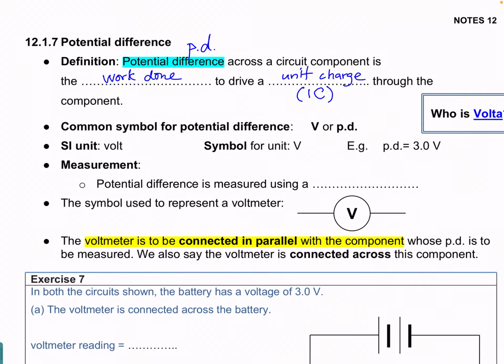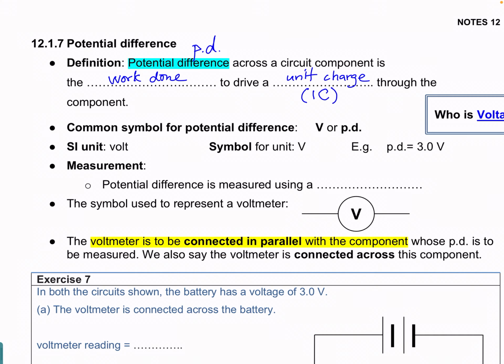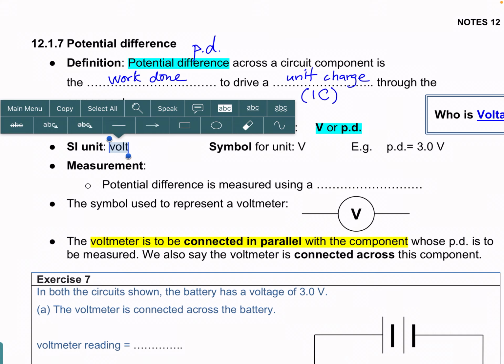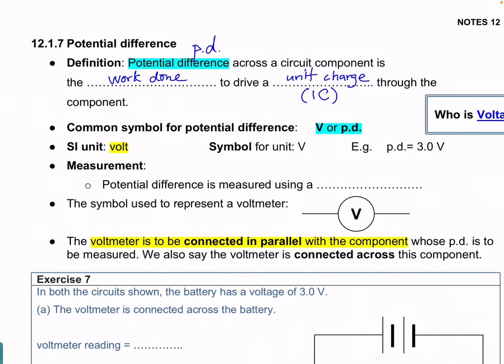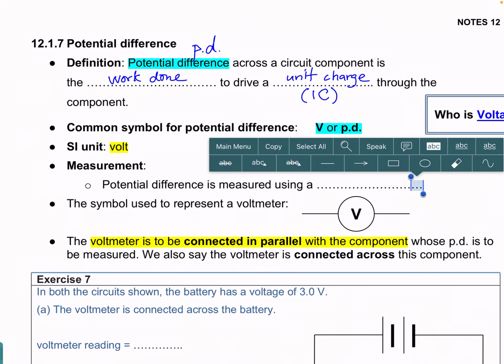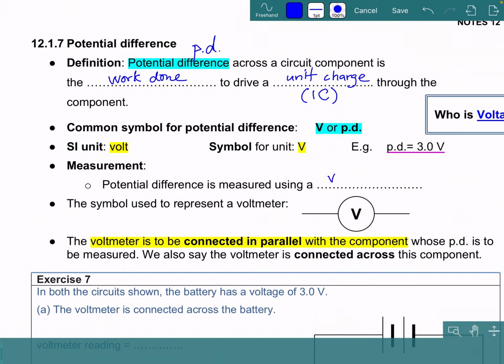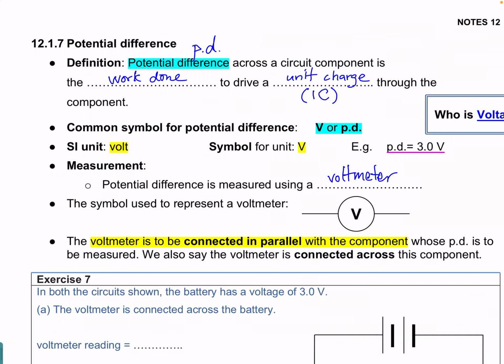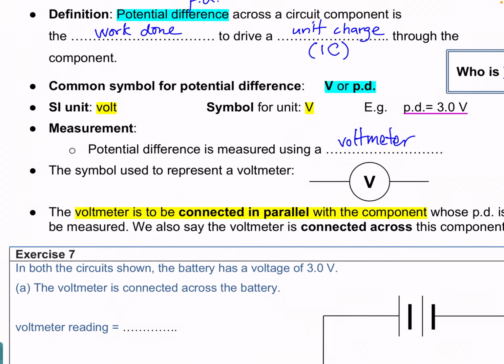So a common symbol for potential difference, we can use V or short form PD. And the SI unit for this will be the volt, and the symbol we use for volt will be a capital V. For example, we can say that the potential difference between two points in the circuit is 3.0 volt. And we measure potential difference using the instrument called a voltmeter, where we draw a circle and put a capital V in it.